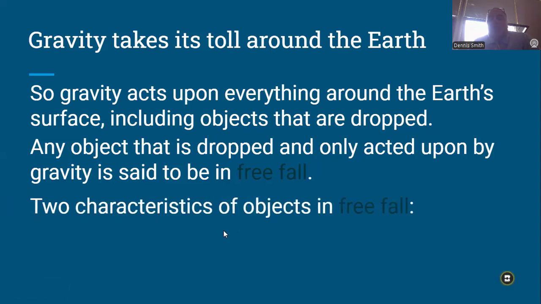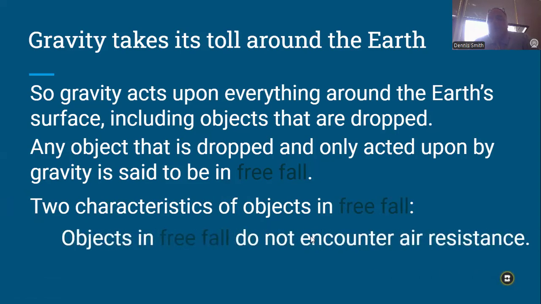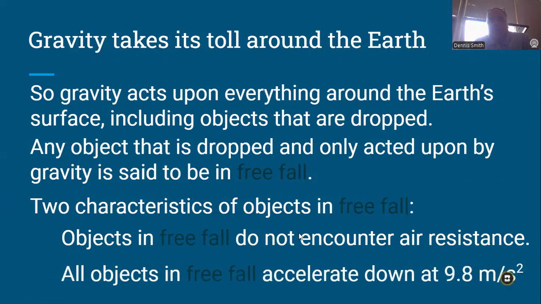Two characteristics of the objects in free fall are: objects in free fall do not encounter air resistance, so that means there's nothing pushing against it, and all objects in free fall accelerate downward at 9.8 meters per second squared. Notice I use the word down, that's my directional. I could also say all objects in free fall accelerate at negative 9.8 meters per second squared, because the negative would also determine the directional.